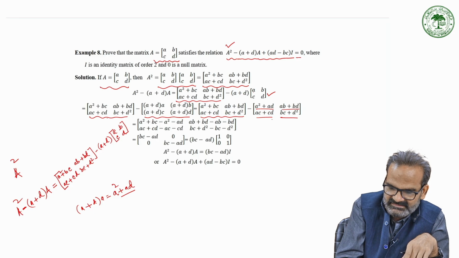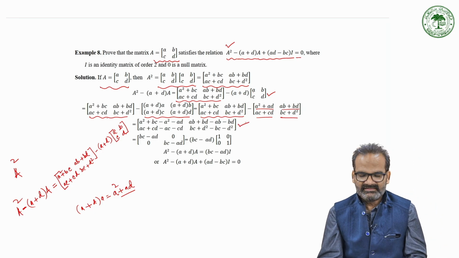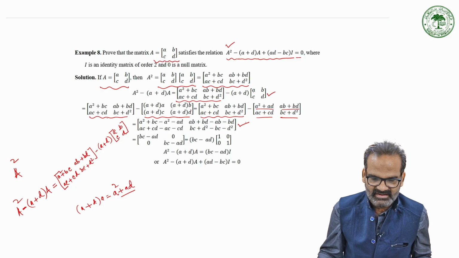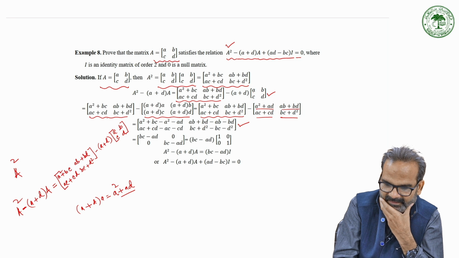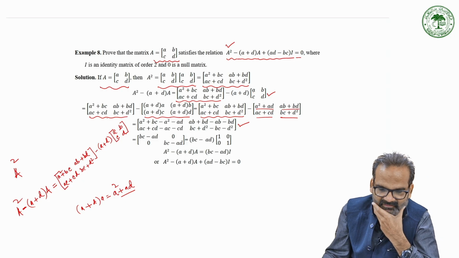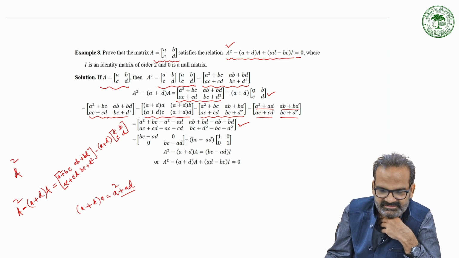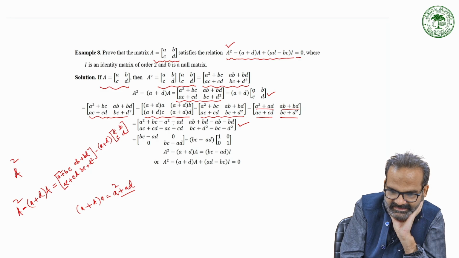Now take the difference of this minus this. You will finally get the difference of these two matrices as the matrix: A square plus BC minus A square minus AD, and then AB plus BD minus AB minus BD, and then AC plus CD minus AC minus CD, and BC plus D square minus BC minus D square. Simplify it. Some terms will cancel out. See here what is left. A square and A square will cancel out. What is left? BC minus AD. AB will cancel out with AB, BD will cancel out with BD. So 0, 0, BC minus AD, right?